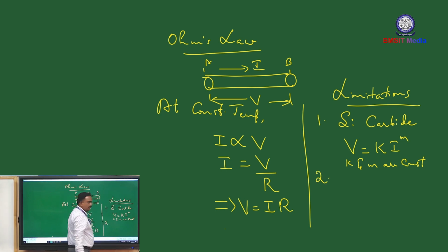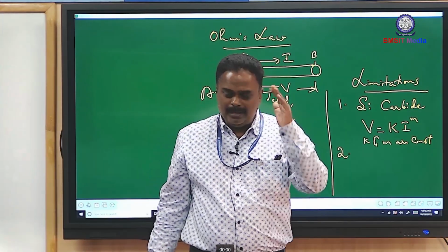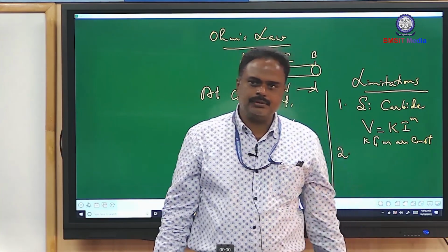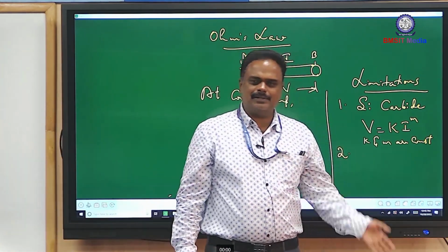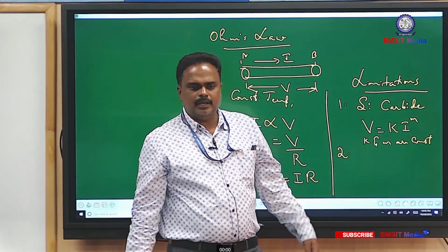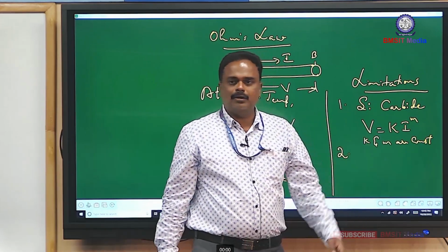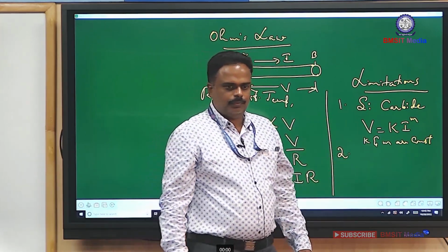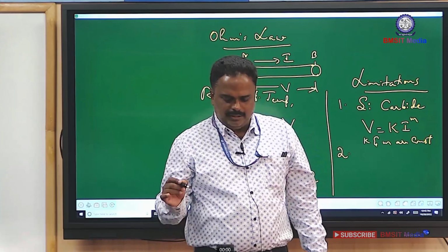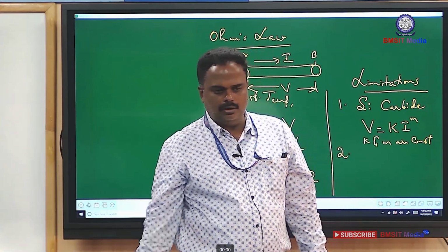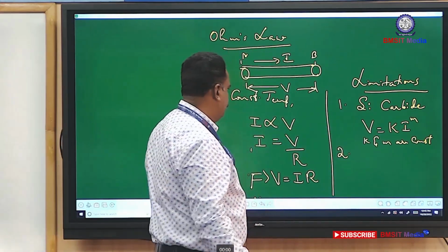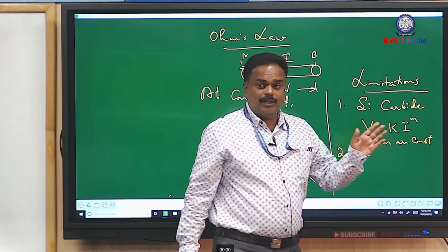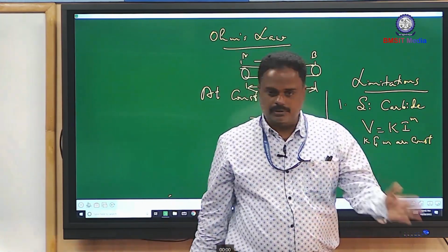Ohm's law is not applicable for semiconductor devices like diodes, voltage regulators, transistors, etc. Similarly, Ohm's law cannot be applied for arc lamps because of the non-linear characteristics of the arc produced. So these are some of the limitations of Ohm's law.